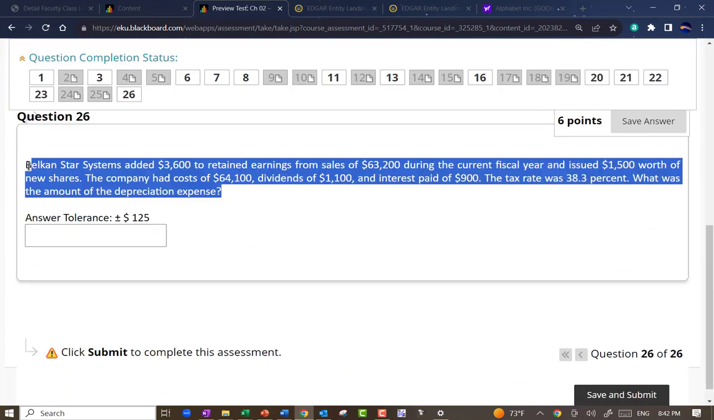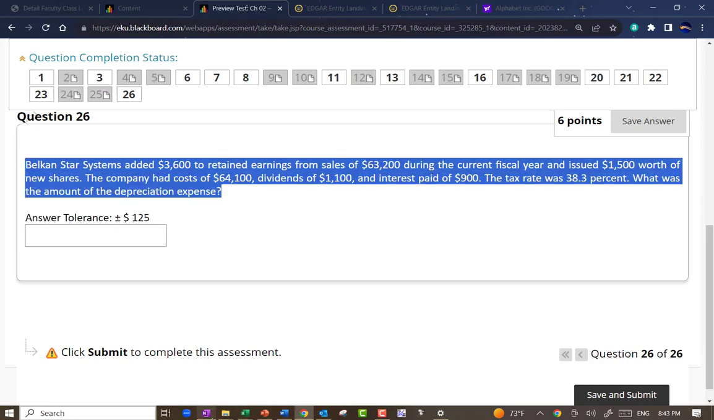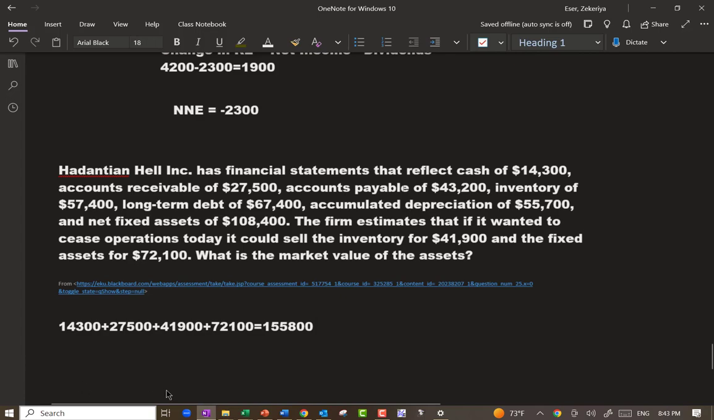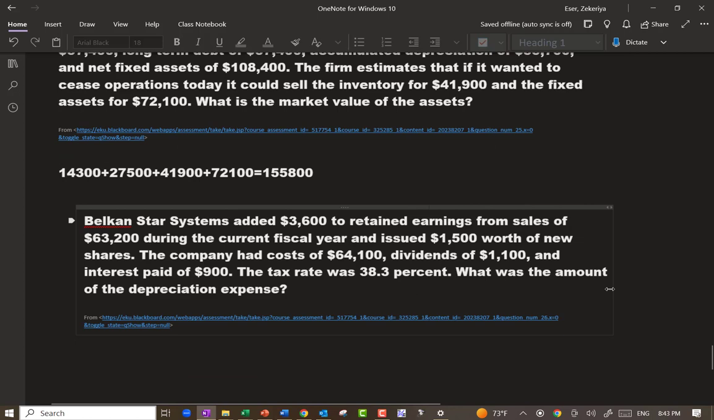Okay, this is one of those questions that looks like rocket science, but it's not. They added 3,600 to retained earnings. They have that much in sales, issued that many new shares. We know the costs, dividends, and interest paid of 900. Here, costs are cost of goods sold without the depreciation. So what was the depreciation expense?